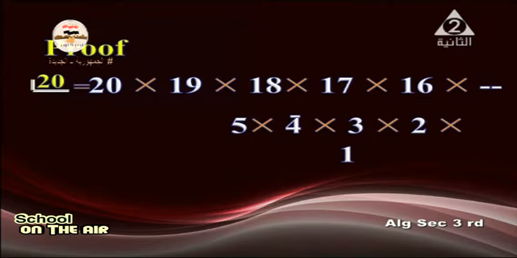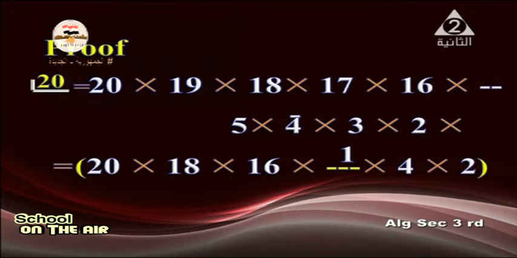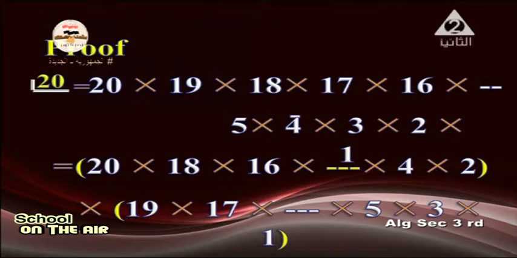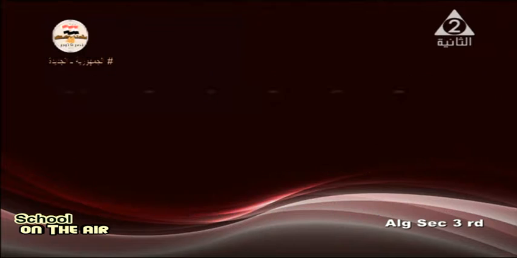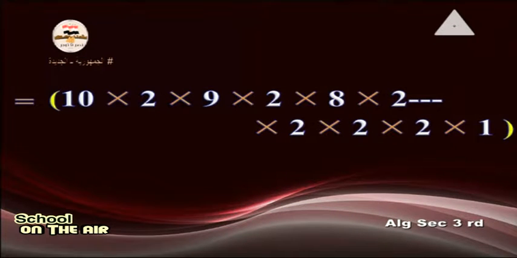We divide all the numbers into even and odd. The even numbers: 20 times 18 times 16 and so on, times the odd numbers: 19 times 17 times 15 and so on down to 1. Therefore, we deduce that 20 equals what?